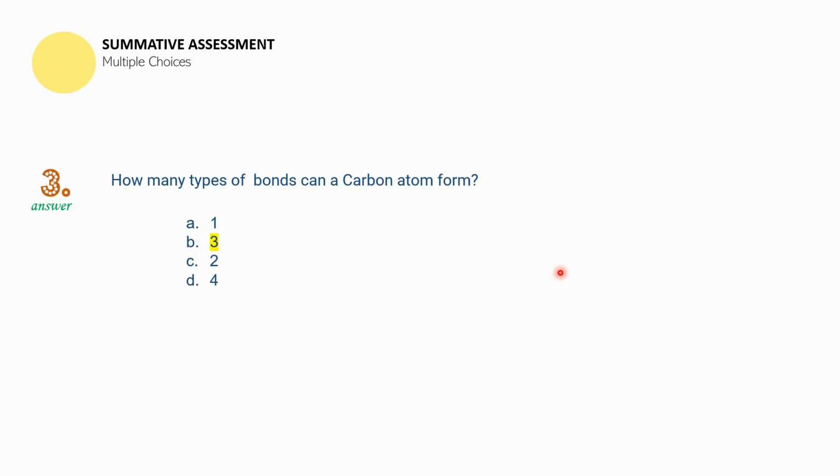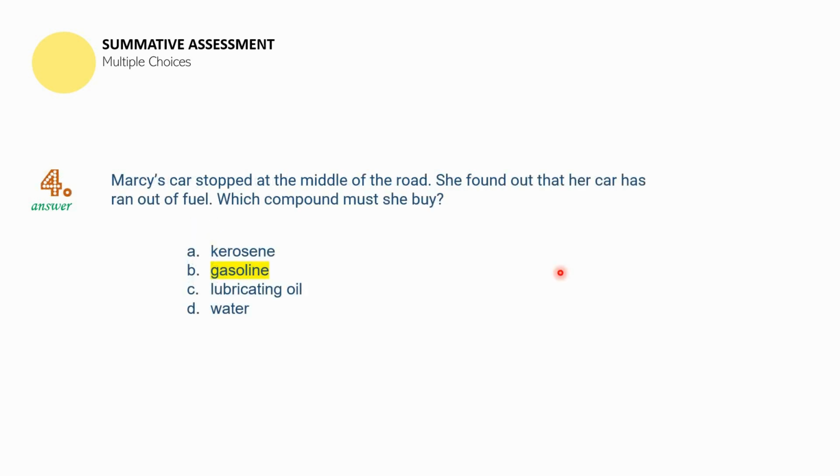Question number 4. The answer is B, gasoline. Her car ran out of fuel, of course. You can't use any other, or the most efficient carbon-containing compound is gasoline for that purpose.